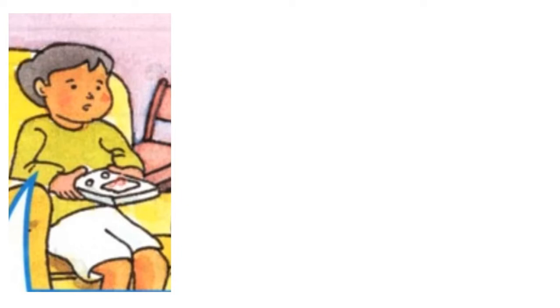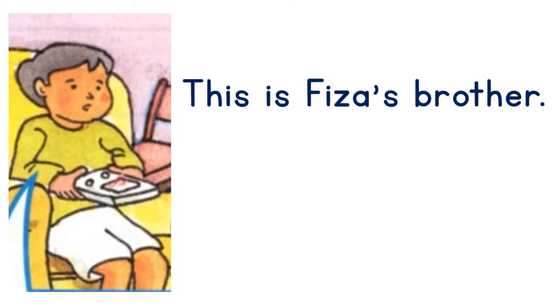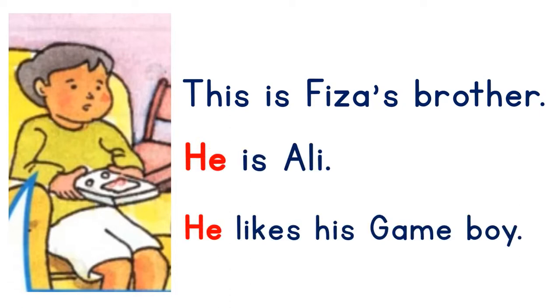Who is this? Do you know? Yes, I have told you. This is Ali. This is Fiza's brother. He is Ali. He likes his Game Boy. Read all these sentences. This is Fiza's brother. He is Ali. He likes his Game Boy.